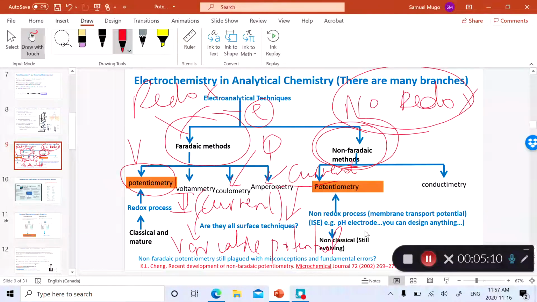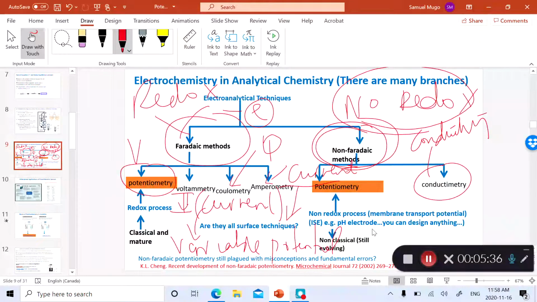So if you take a pH electrode, for example, it is a classical example of non-classical potentiometry, because the charge separation results in the voltage that you read. Now, another method for the non-Faradaic method is what you call conductimetry. In this case, you're just measuring conductivity.